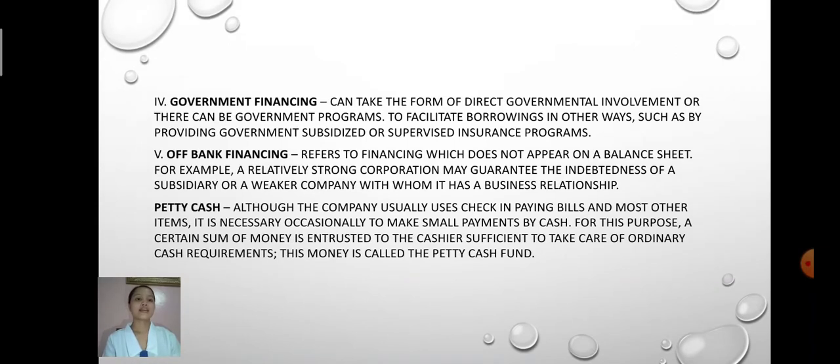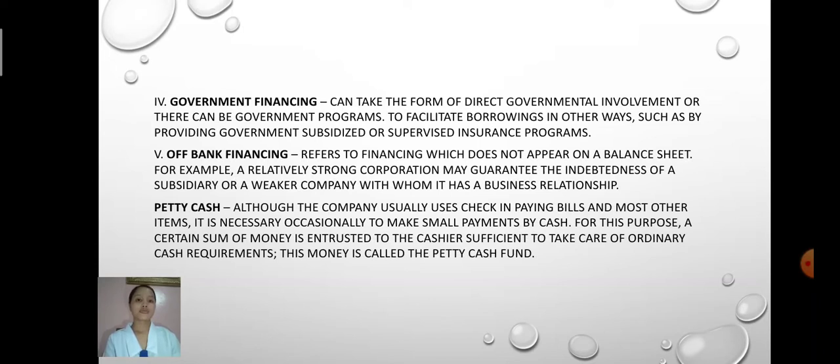Government financing can take the form of direct governmental involvement, or there can be government programs to facilitate borrowings in other ways, such as by providing government subsidized or supervised insurance programs. Off-bank financing refers to financing which does not appear on a balance sheet. For example, a relatively strong corporation may guarantee the indebtedness of a subsidiary or a weaker company with whom it has a business relationship.